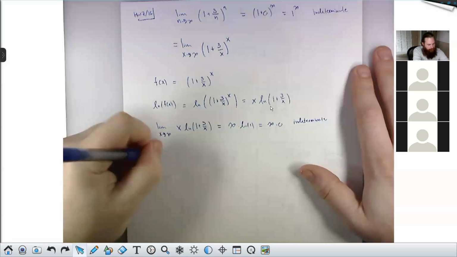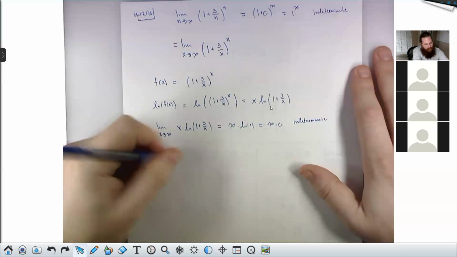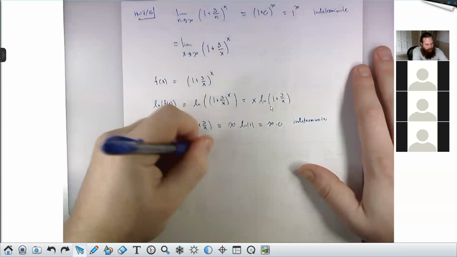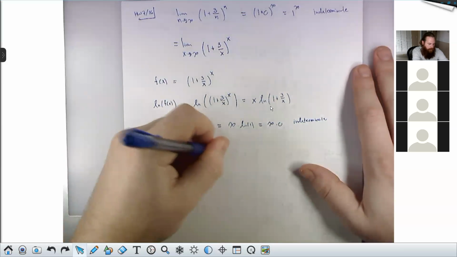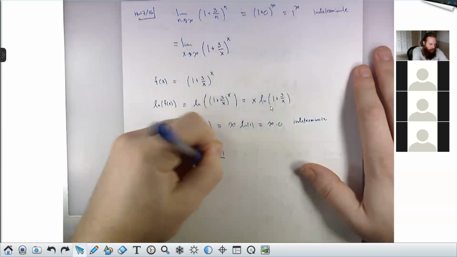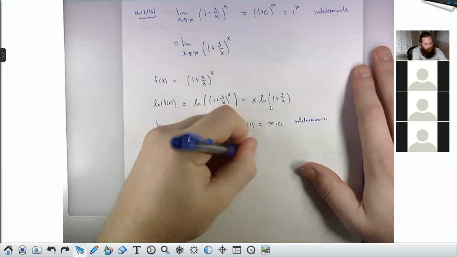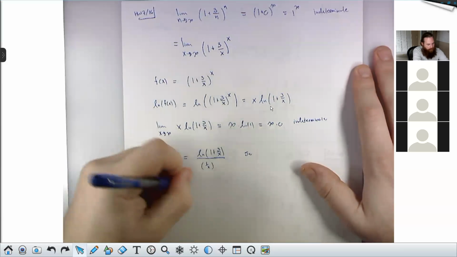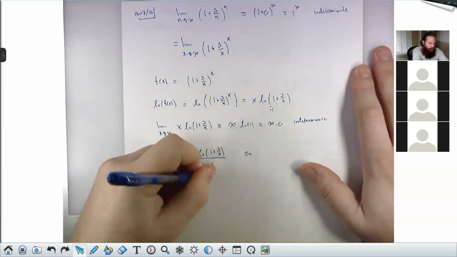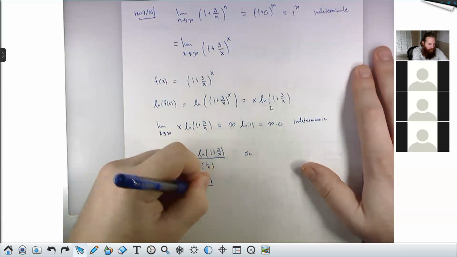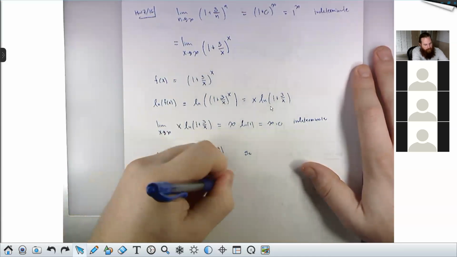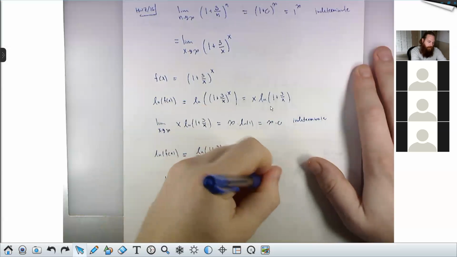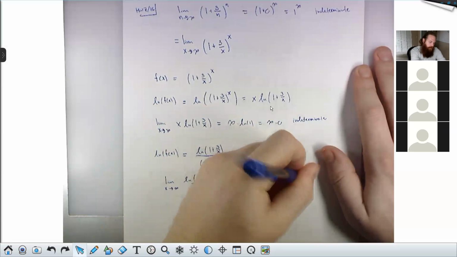So finally, I'm going to take this x, which is upstairs, and bring it downstairs as a 1 over x. So my limit is the limit as x goes to infinity of ln(1 plus 3 over x) all divided by 1 over x. This now looks like 0 over 0. So I can use L'Hopital's rule.